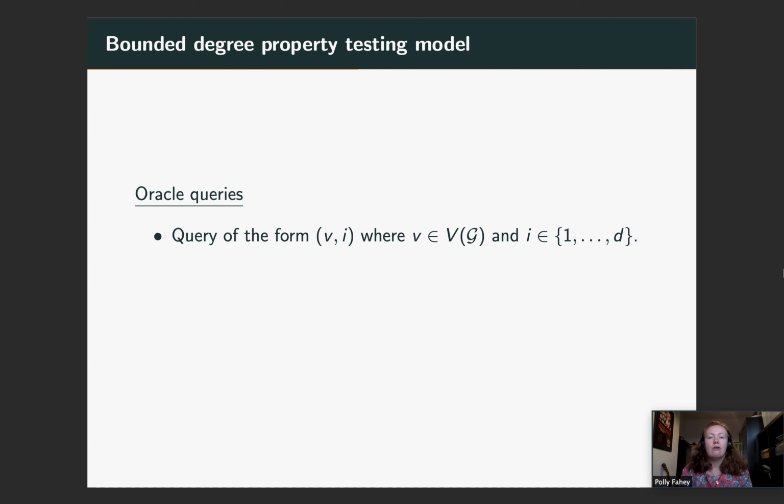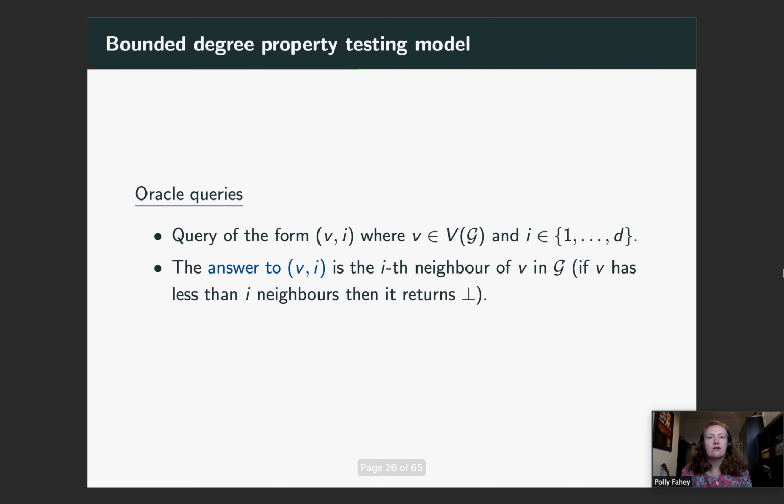So what did I mean by oracle access? Well, the algorithm can make queries of the form (v, i) to the oracle, where v is a vertex and i is some number between 1 and the degree bound. The answer to the query (v, i) is then the ith neighbour of v in the graph, and if v has less than i neighbours, a special symbol is returned to indicate this. And we assume that oracle queries can be answered in constant time, and therefore with these types of queries, a fixed radius neighbourhood around a given vertex can be explored in constant time.